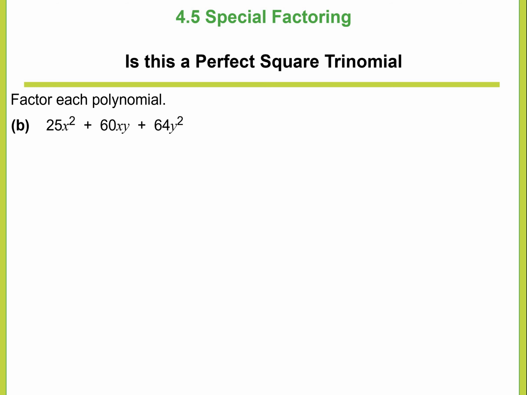All right, so let's try this one as well. So this would be 5x squared, and this would be 8y squared. And then just to check, so this would be 2 times 5x times 8y. That would be 80xy. So this is not a perfect square trinomial, so we can't use this pattern to solve it. So for now, we're just going to move on from the question. Later on, with other techniques, we'll see if this is actually factorable or not.